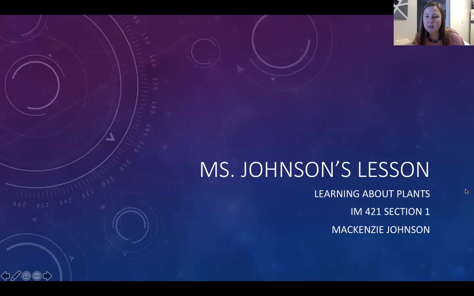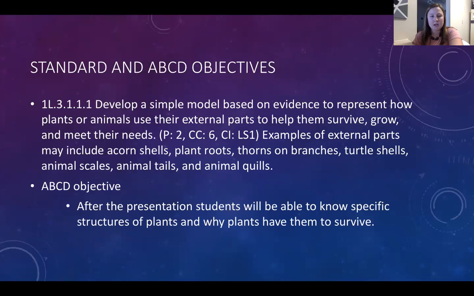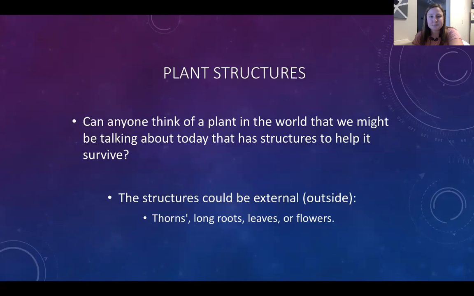Hello class, so today we are going to be learning about plants, and specifically the external structures of plants. So anything that's on the outside of the plants like leaves, their roots, thorns, flowers, and this is going to try to help you figure out why they need these type of things to help them survive in the world, if it's in hot conditions, dry, wet, if any animals wanted to try to get in there.